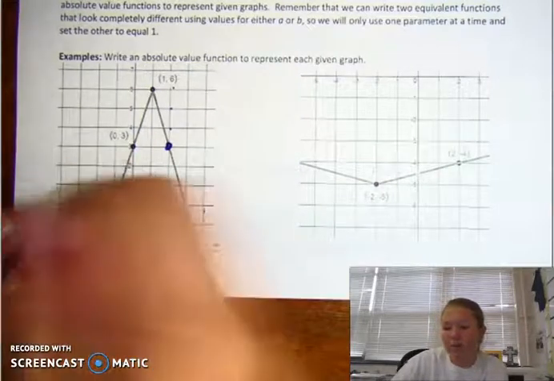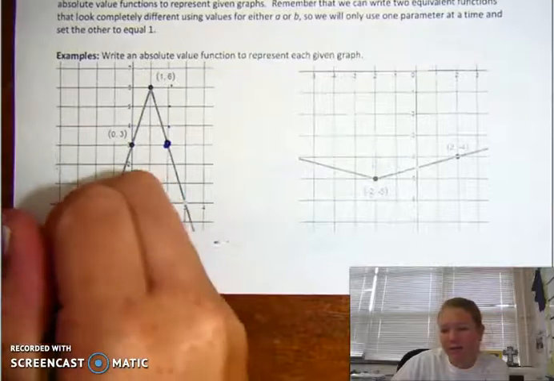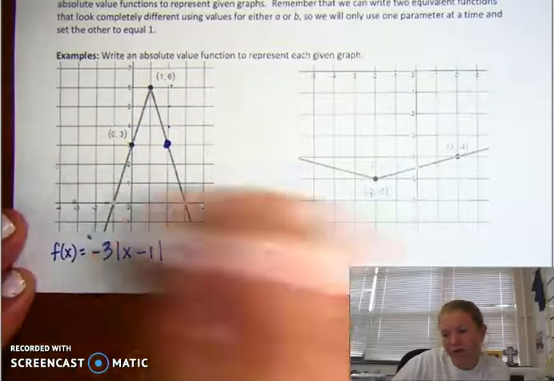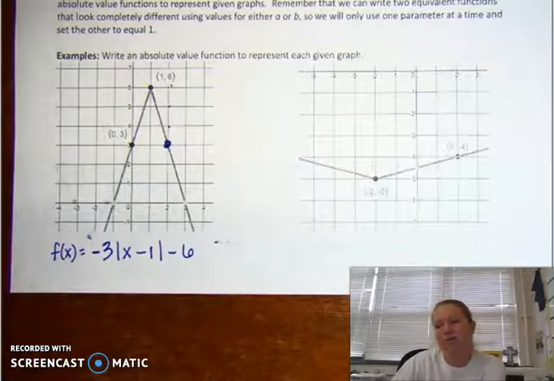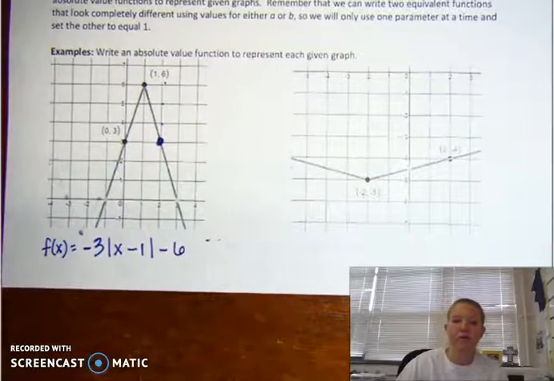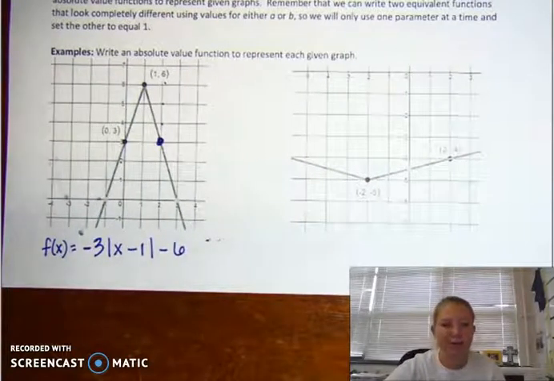You can make that f of x, a of x, b of x, it doesn't matter, or y equals, but make sure that you name your function somehow. So try those other 2 examples and then do your practice assignment for today's lesson.